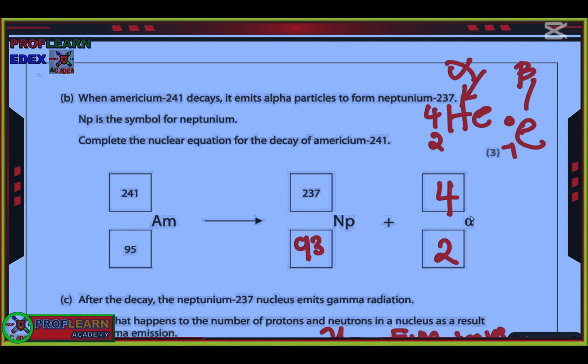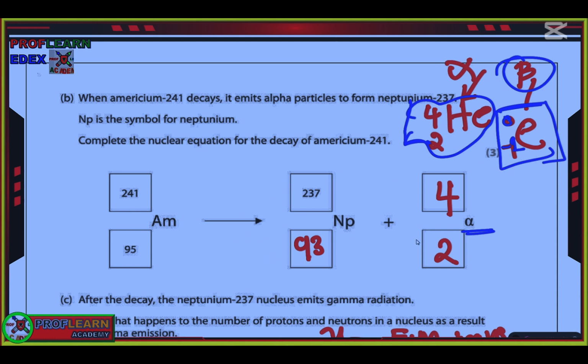And for this case, if we are talking about alpha particle, it is actually represented by the helium nucleus, and beta particle is represented by an electron, because beta particles are fast moving electrons. So you need to understand that electron has a mass number of 0 but atomic number of -1.